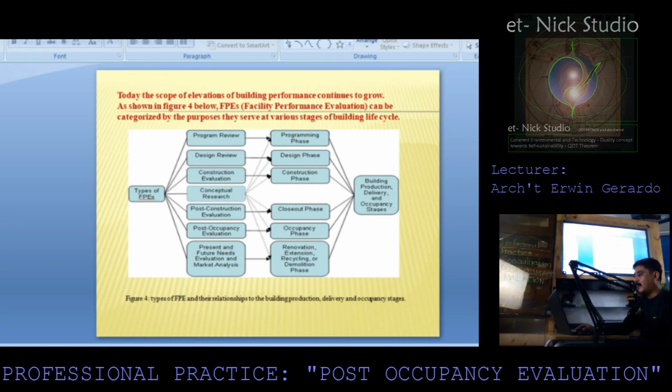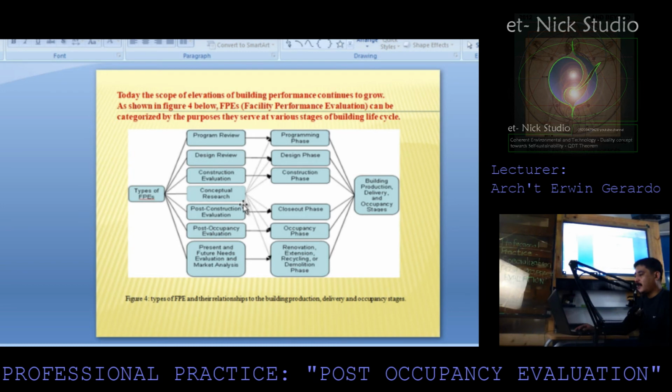So facility performance evaluation can be categorized by the purpose they serve at various stages of the building life cycle. So the types of facility performance evaluation, we have the program review, design review, construction evaluation, conceptual research, post-construction evaluation, post-occupancy evaluation, present and future needs evaluation, and market analysis.